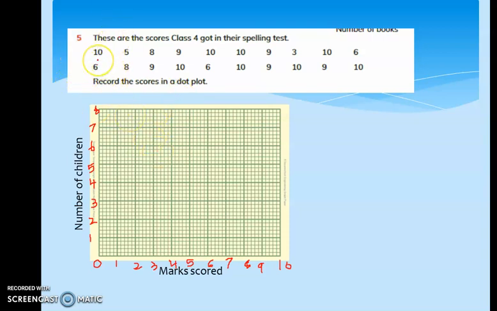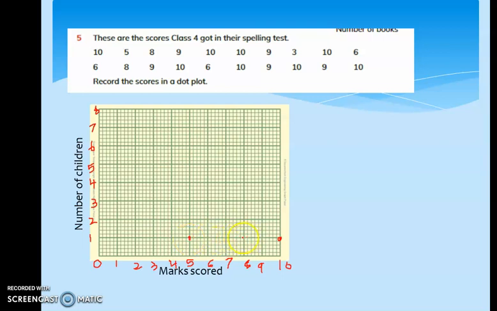Okay. So the first score is 10. So marks scored 10, it's here that you see marks scored 10. So one person has scored 10 marks. So 1 in the dot mark. So marks scored 10, number of persons 1. It's here that you see that dot. Now the next score is 5. So marks scored 5, 1 person. So you put a dot here.